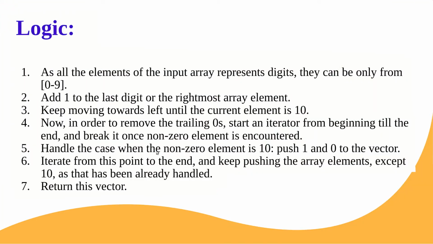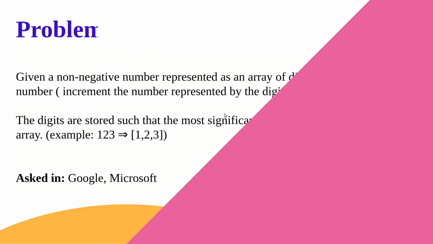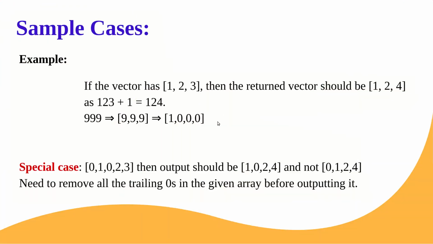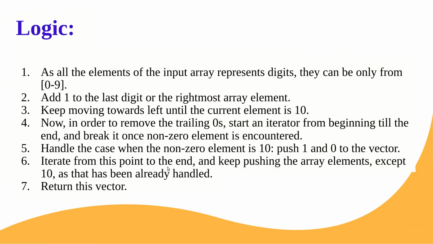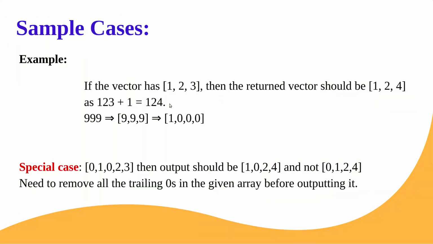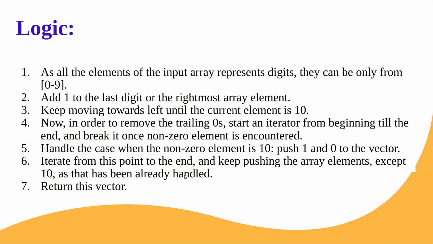So just handle the case when the non-zero element is 10, then we need to push 1 and then 0 to the vector. As you can see, we first push 1 and then 0 and then the remaining zeros. So this way we need to handle when the first element is 10. Iterate from this point to the end and keep pushing the array elements except 10, as that has already been handled. So once you have encountered 10 or any non-zero element, just keep pushing those onto the vector, and this will give us the final vector. So just return this vector.